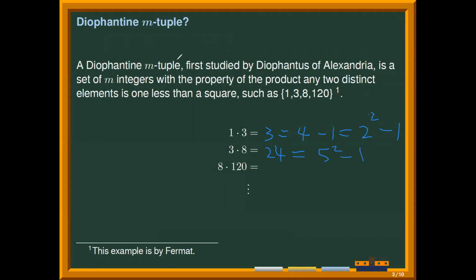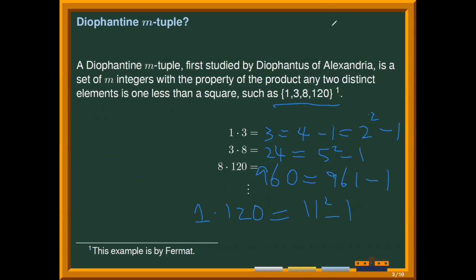Also similarly, if you multiply 120 by 8, you get 960, which is 961 minus 1. I will let you calculate what 961 is the square of. And I forgot to mention 1 times 120, which of course is 11 squared minus 1. Therefore, this set 1, 3, 8, 120 is an example of a Diophantine 4-tuple.